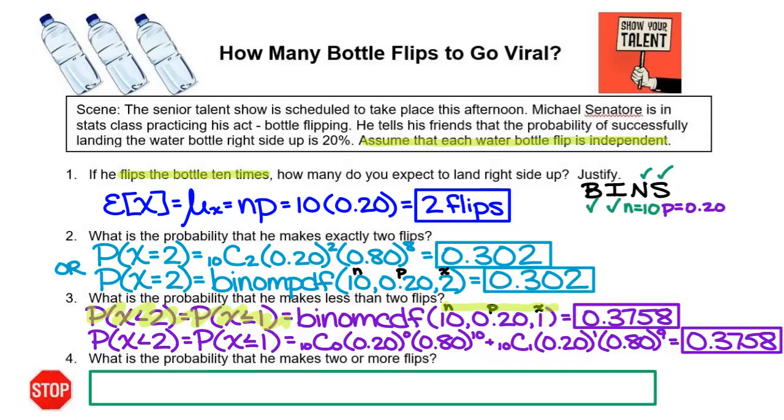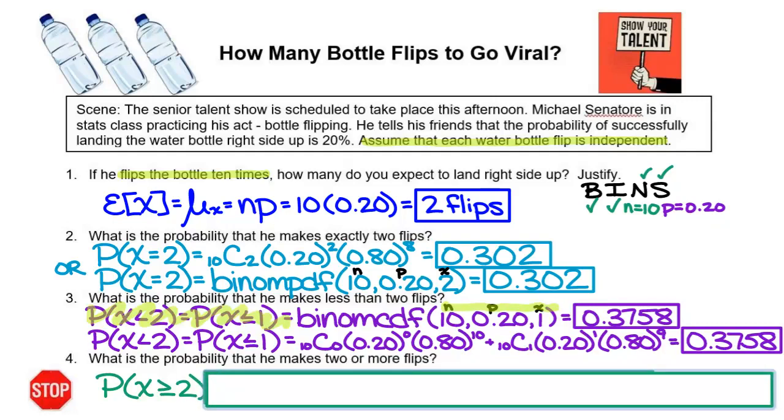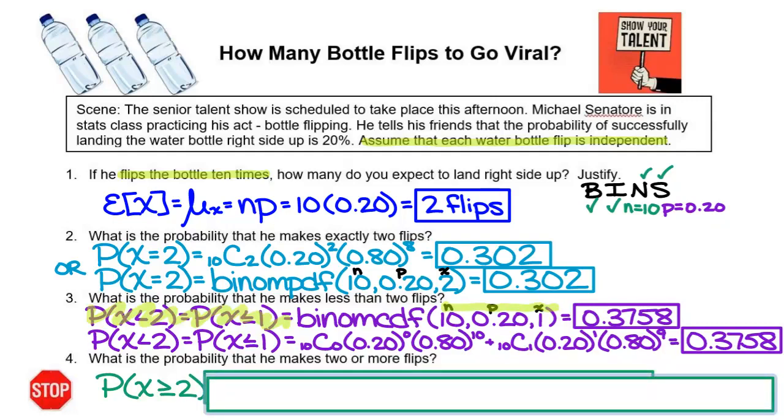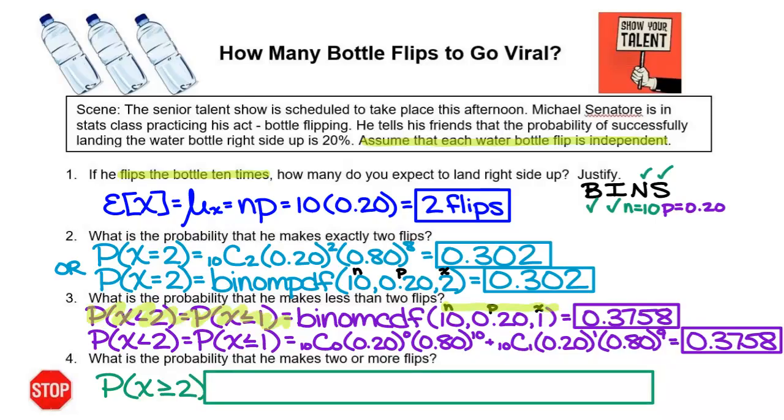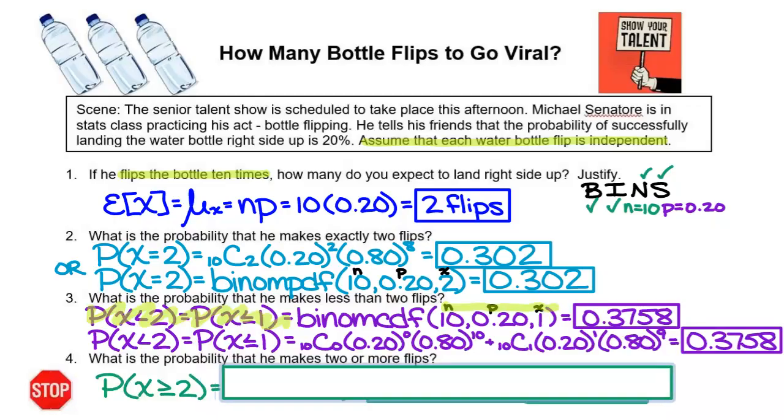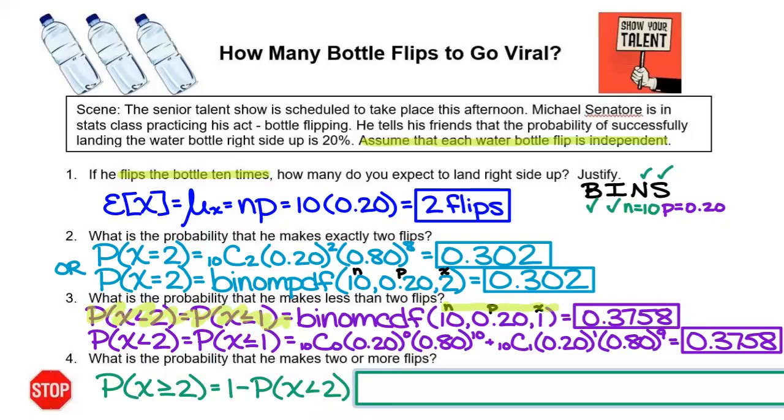Well, if the probability that he makes strictly less than 2 flips is 0.3758, how would I find the probability that he makes 2 or more? First of all, what would my probability notation look like? Probability that X is greater than or equal to 2, yes. Does my calculator do greater thans? No, it only does less than or equal to. So how do I handle a greater than situation? I'm going to subtract. We do 1 minus the probability that X is less than 2.